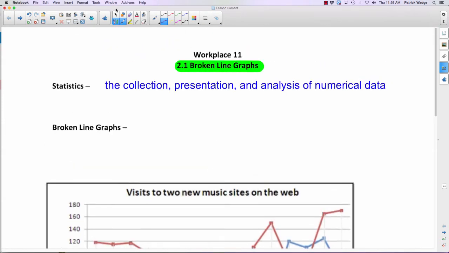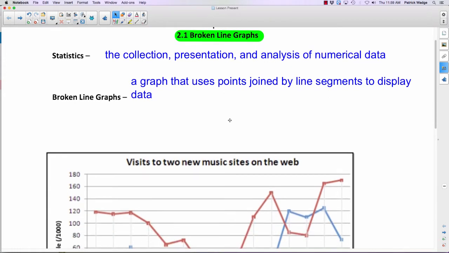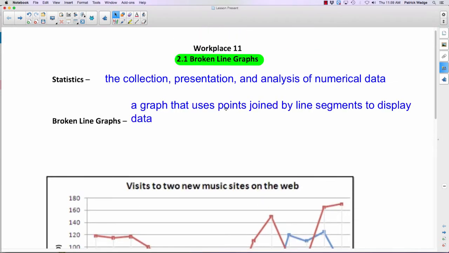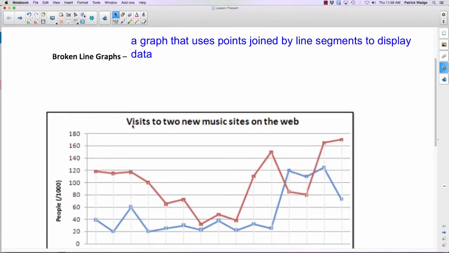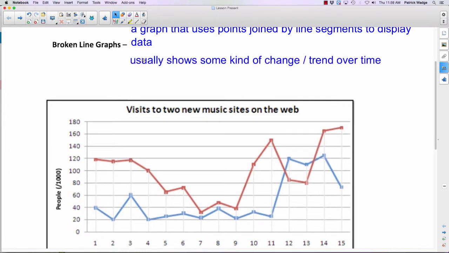All right, so starting with broken line graphs. A broken line graph is a graph that uses points joined by line segments. You know what a line segment is? A line segment is a line that doesn't go on forever. So we put points, we join them with line segments, and that helps us to display the data. That's exactly what we have here, right? Point, point, point, point, and they're all joined by line segments. It usually shows some kind of change or trend over time.